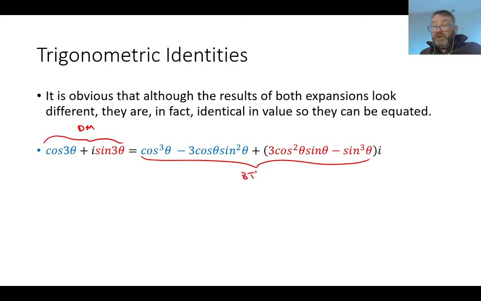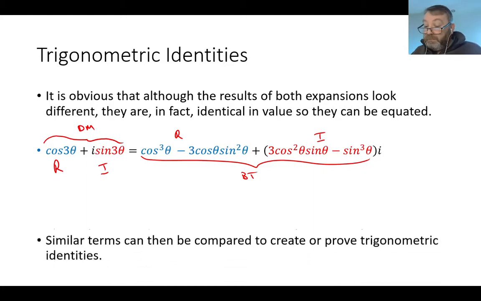All right, what do you notice? There's a real part and a real part. There's an imaginary part and an imaginary part. So what we notice straight away is that the cos 3 theta from the left hand side must have exactly the same value as cos cubed theta minus 3 cos theta sine squared theta, because they are both coming from the same starting point under different methods. One is the binomial expansion, one is de Moivre's expansion, but the reals, even though they look different, have to have the same value, and likewise with the imaginaries.